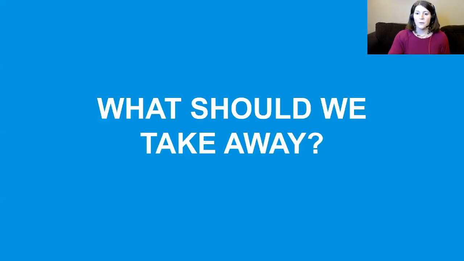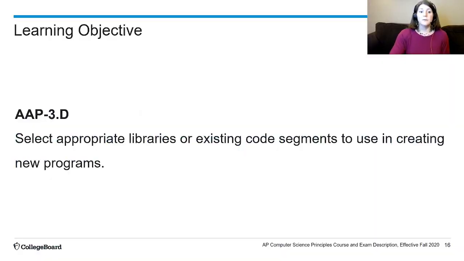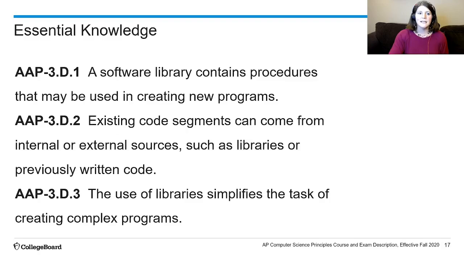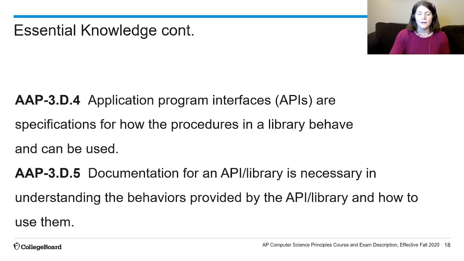So what should we take away from today's lesson? Remember that you can select appropriate libraries or existing code segments to use in creating new programs, as we did in the examples. You can see the essential knowledge statements here, remembering that a library contains these procedures and that they can make it much easier for you to write programs. And that an API, or application program interface, is where you can really find out how those procedures in the library behave, and then you can use it to make your program more powerful.